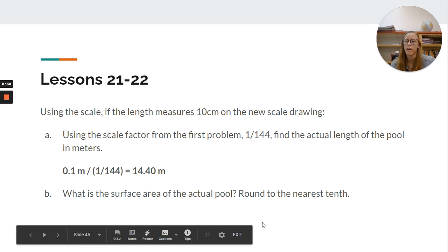And then we need to find the surface area of the actual pool. And this pool is a square, so we take 14.4 times 14.4. And then we needed to round it to the nearest tenth, so we get 207.4 meters squared.